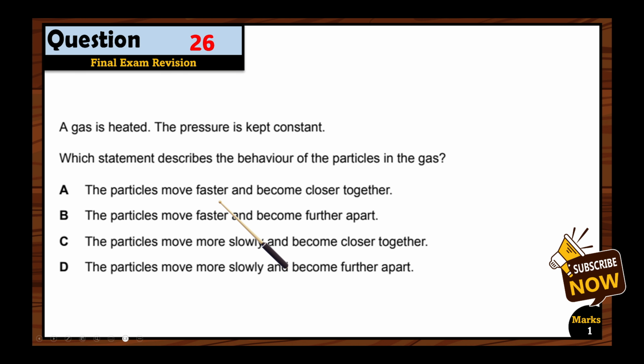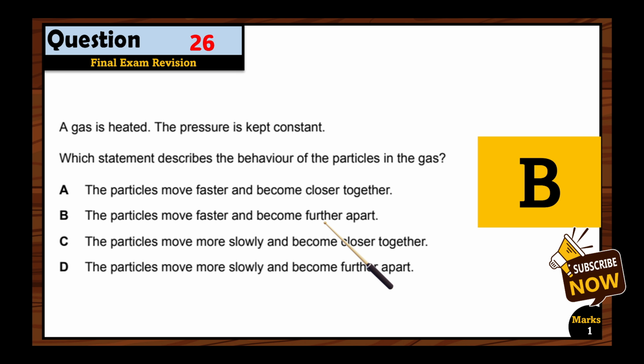Now let's see the other option. The particles move faster and become close together. No, whenever the particles move faster, of course, the distance between them will increase. So it means option A is wrong. So we are only left with option B. The particles move faster and become further apart. Yes, option B is the right answer.